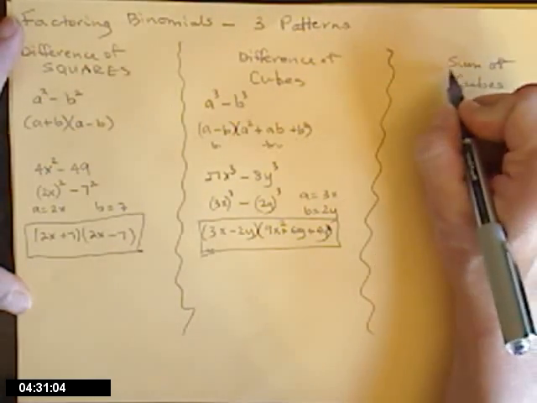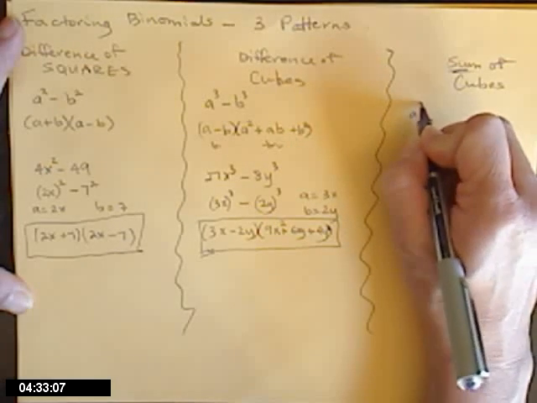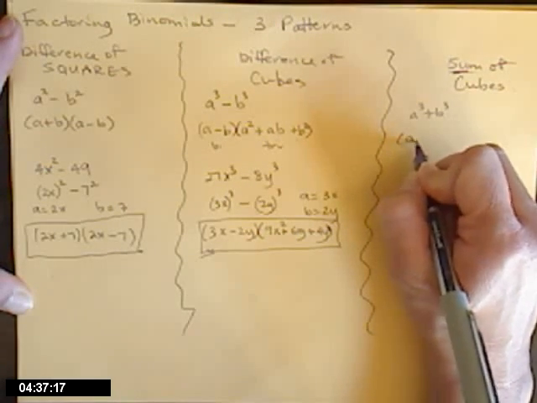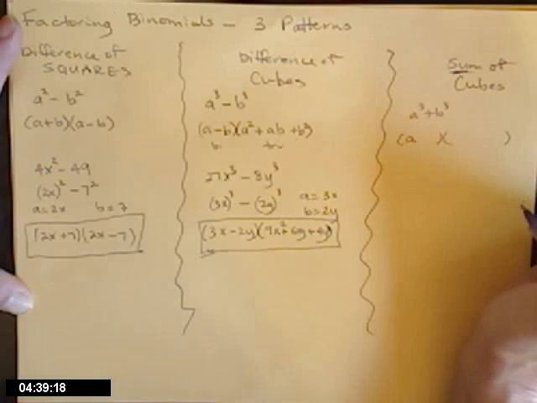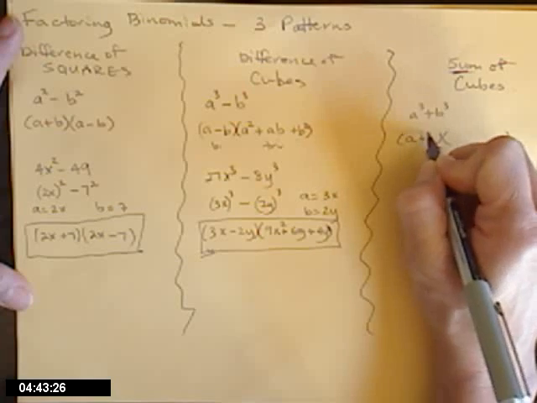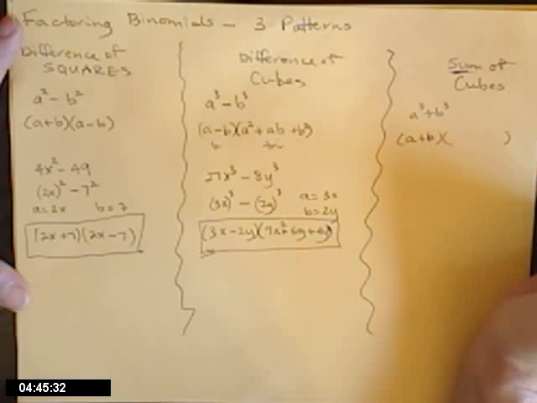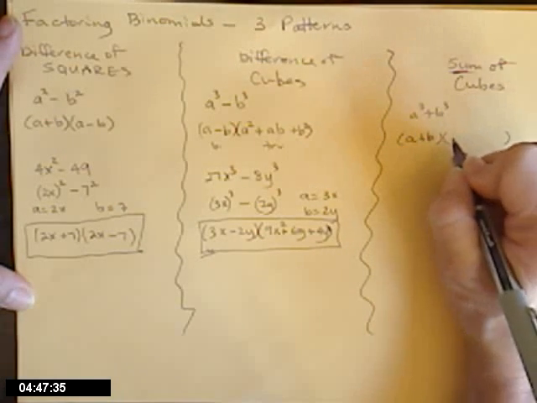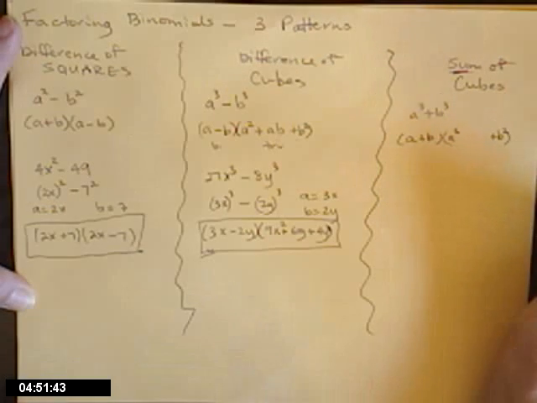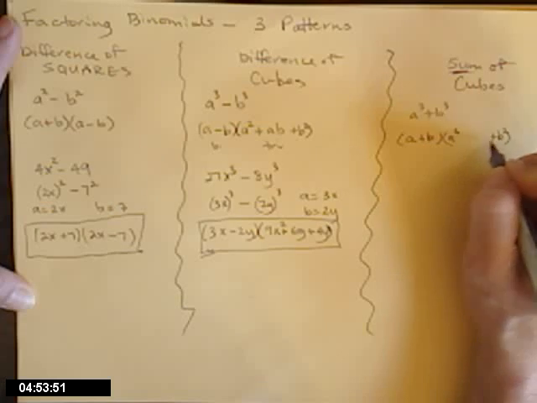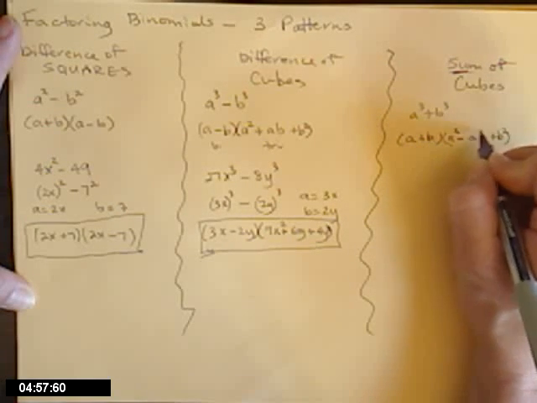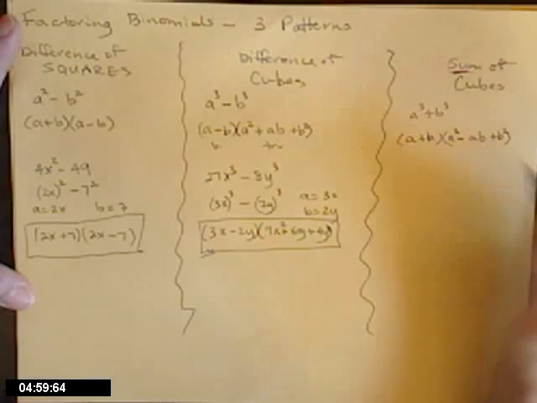So the sum of cubes, sum means addition, so a cubed plus b cubed. The binomial, again I said it's the similar pattern to the difference of cubes. You get a binomial that has the same sign as what you're factoring, so a plus b, and then the trinomial, square the first, square the last, so a squared plus b squared, and to get that middle term, change the sign and multiply those two pieces together.